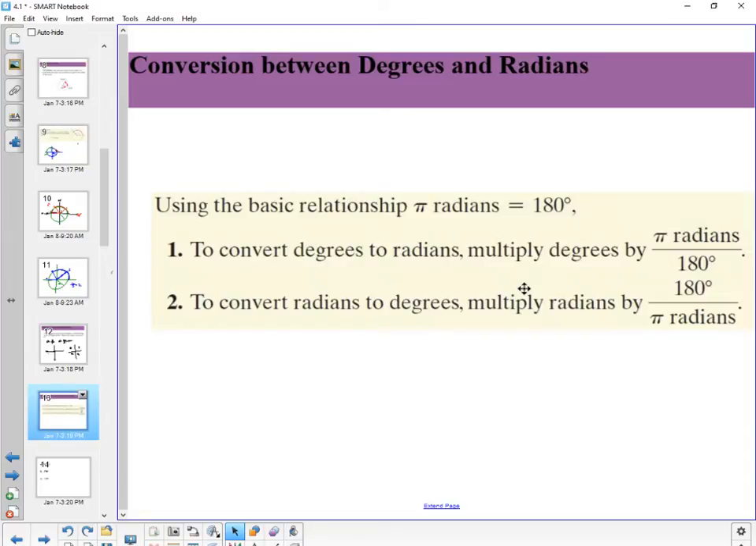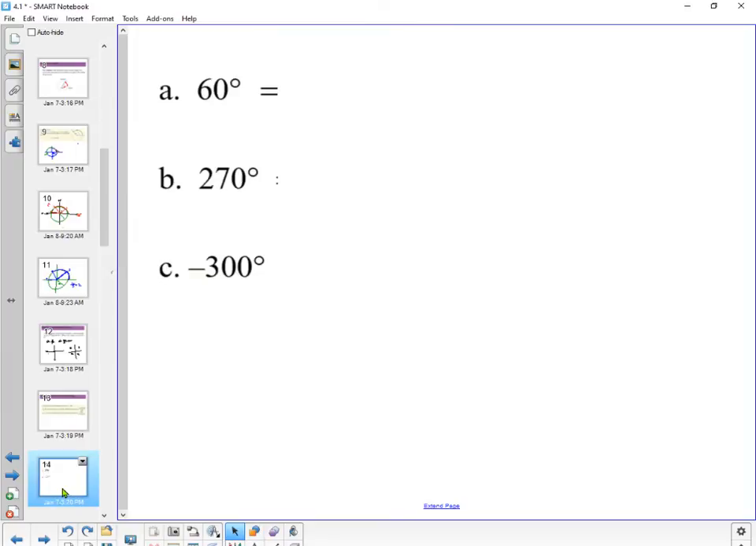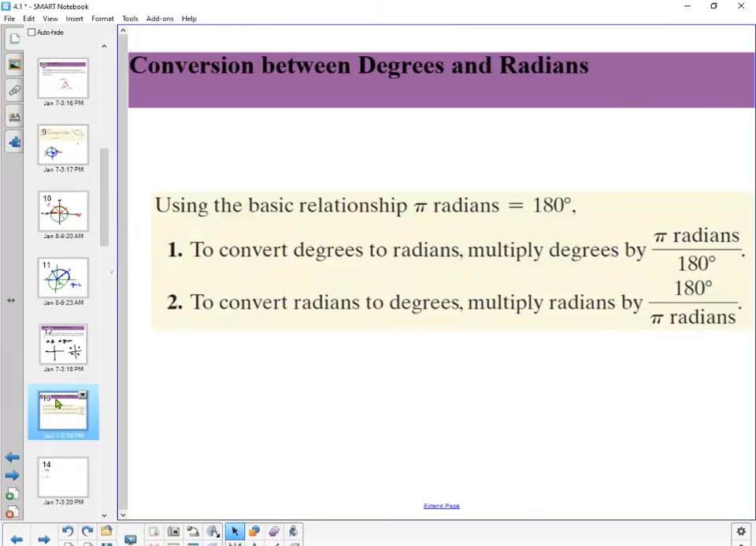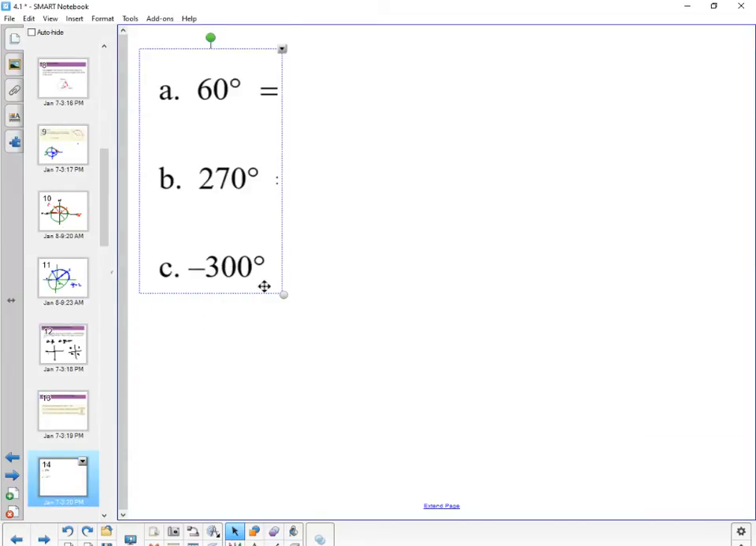You guys have those formulas? Yes. Okay. All right, go ahead and convert these to radians, please.